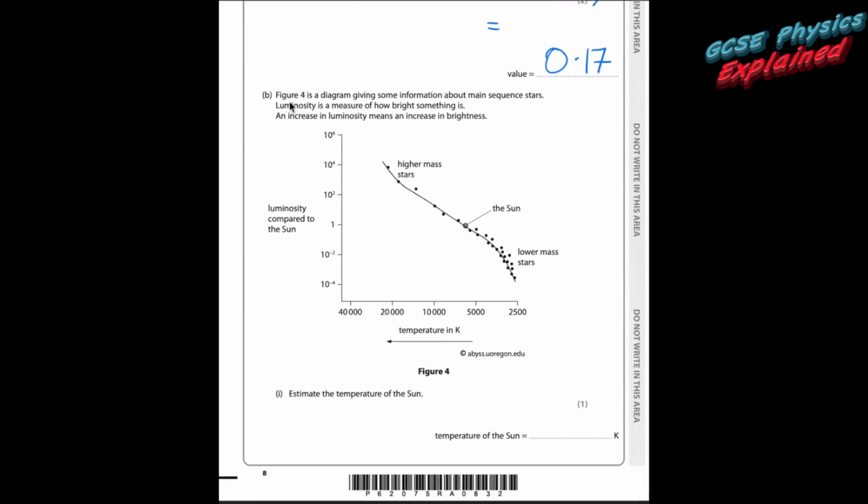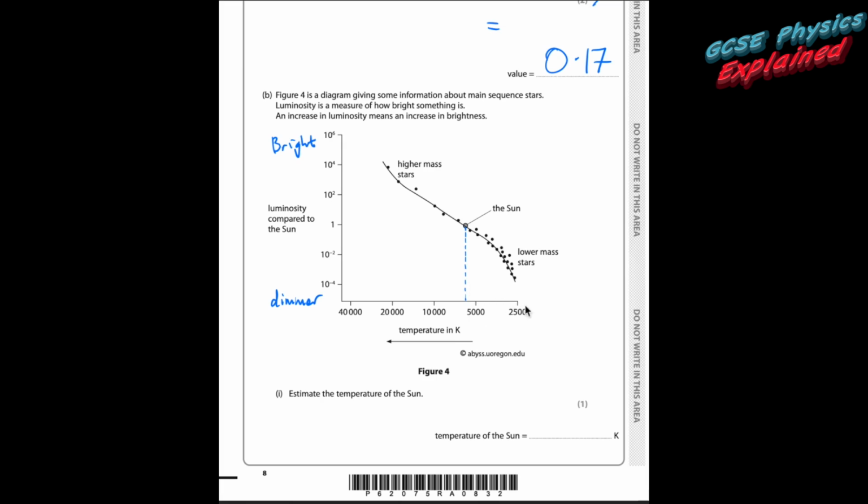Part B. Figure 4 is a diagram giving some information about main sequence stars. Luminosity is a measure of how bright something is. An increase in luminosity means an increase in brightness. That's the luminosity there, so that's bright. And down here is dimmer. Part 1. Estimate the temperature of the Sun. Oh, there's the Sun. Temperature.